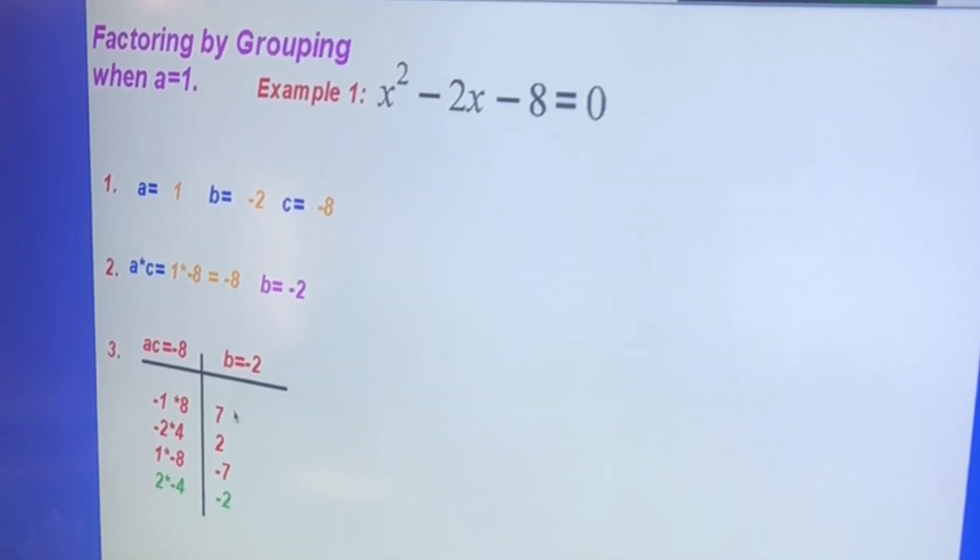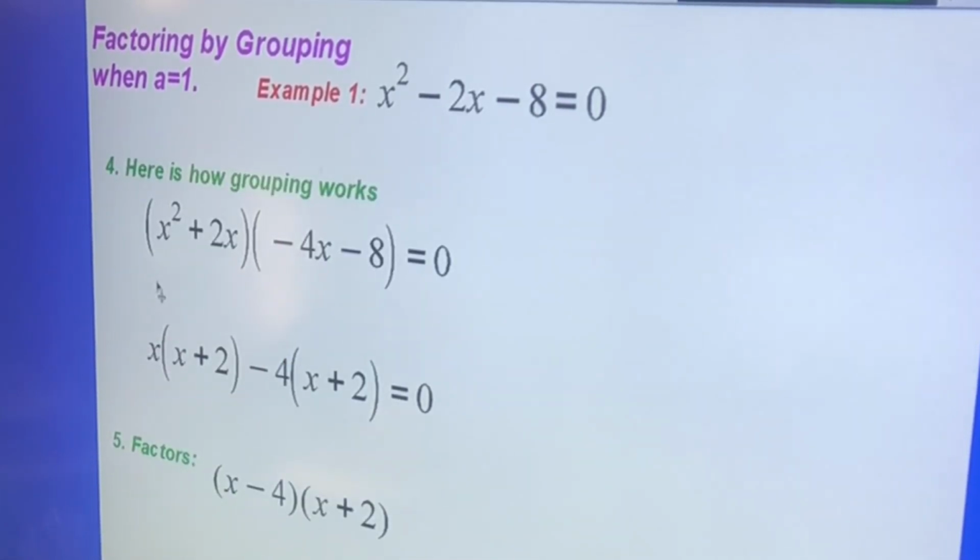And now I'm going to explain these numbers on the side. Negative 1 plus 8 gets me to 7. Negative 2 plus 4 gets me to positive 2. 1 plus negative 8 gets me to negative 7. And 2 plus negative 4 gets me to negative 2. Now, I put this in green because this negative 2 matches the b value of negative 2. Therefore, the factor values I'm going to take are 2 and negative 4. Okay, I'm going to move to the next slide. Please understand this.